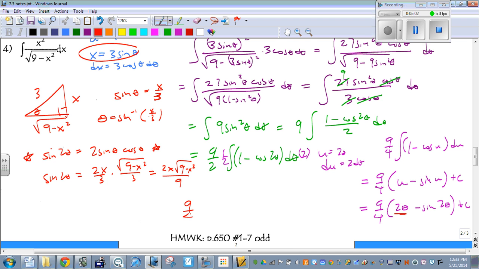We have 9/4 times [2 times the inverse sine of x over 3 minus 2x times the square root of 9 minus x squared all over 9] plus c.